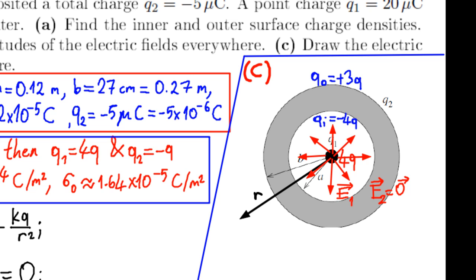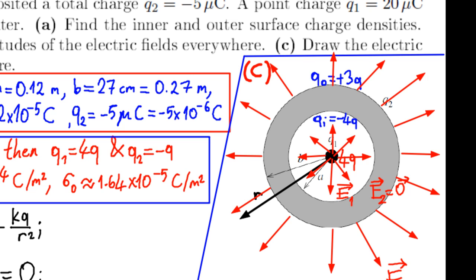Finally, in the third region, we have only 3Q, but according to the shell theorem, we consider this charge as if it is concentrated at the center. In other words, it behaves like a point particle. Therefore, we draw the electric field lines in the third region perpendicular to the surface of the sphere.